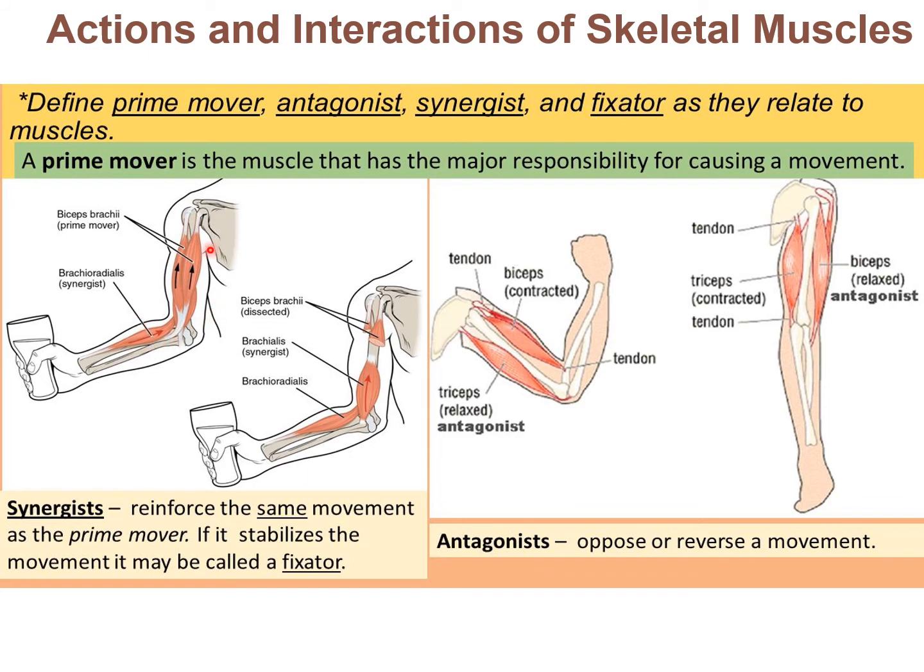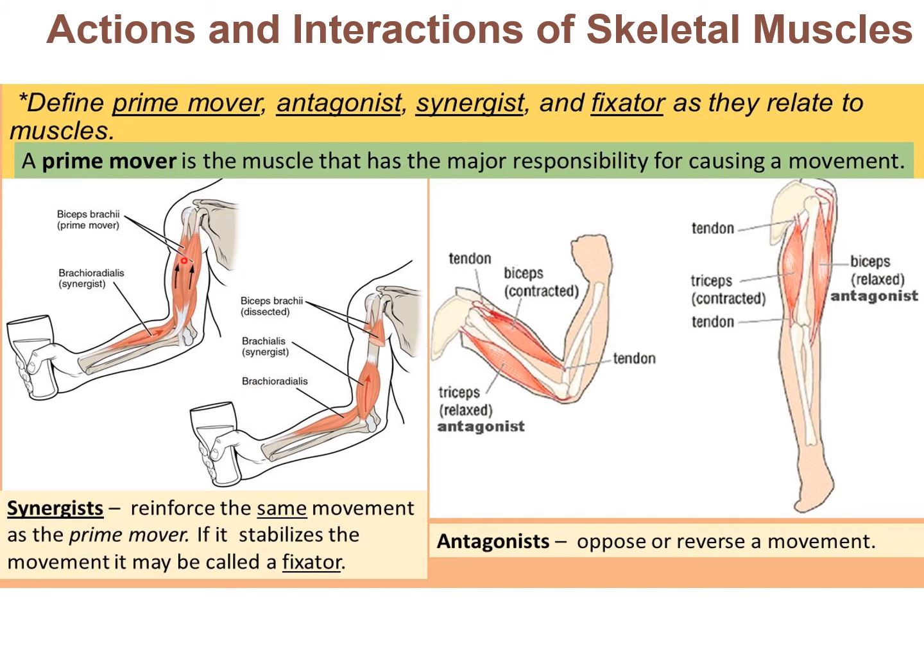When that biceps brachii is flexing the elbow, there are other muscles that are going to help out. They don't have most of the responsibility, they just have some responsibility in helping the biceps brachii, and that's called a synergist. In this case, the brachioradialis. We see another synergist here that's underneath the biceps brachii, called the brachialis. So those are synergists. You can see they're helpers. They reinforce the same movement.